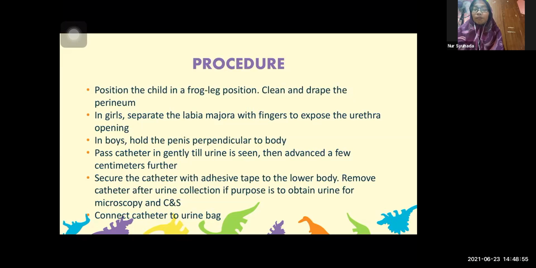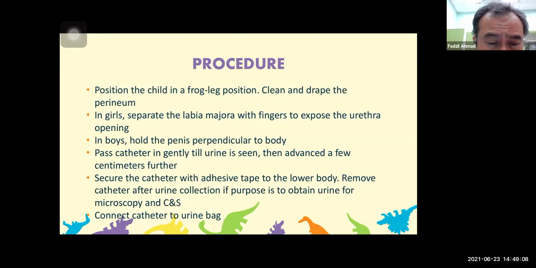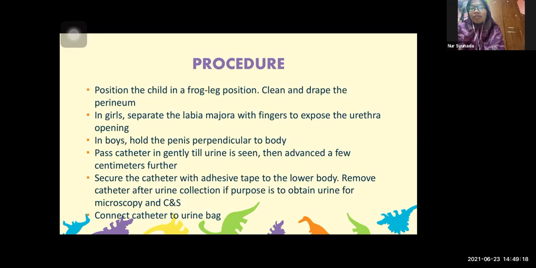Next slide. Next slide. Can't go. Next slide. Okay, so. Hafizul, next slide. Who can't?